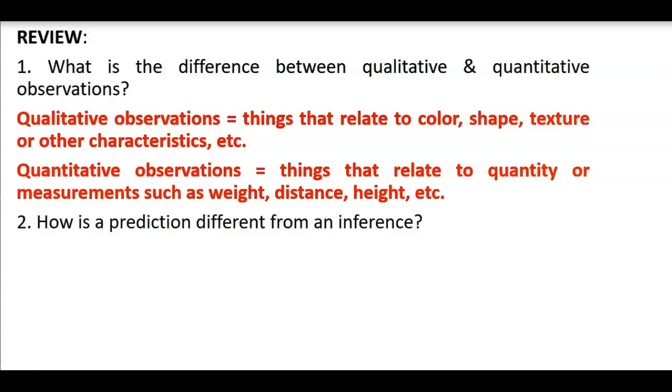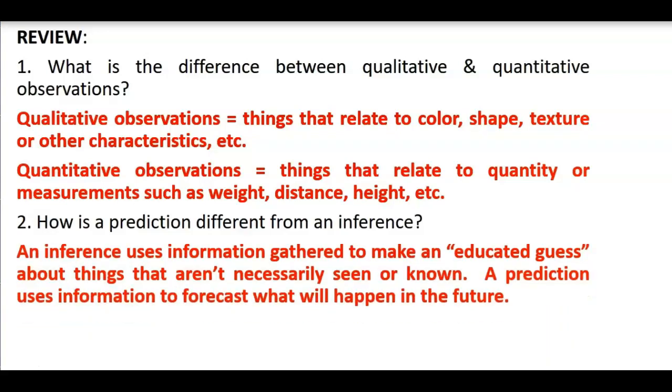Question 2, how is a prediction different from an inference? An inference uses information gathered to make an educated guess about things that aren't necessarily seen or known. A prediction uses information to forecast what will happen in the future.